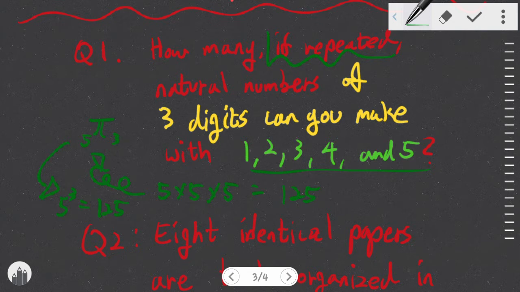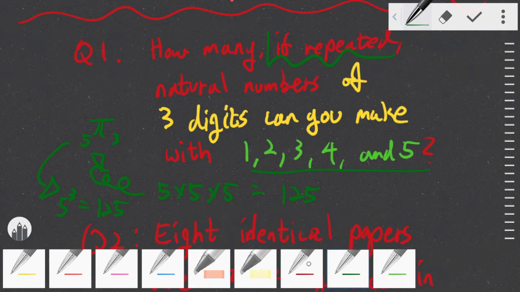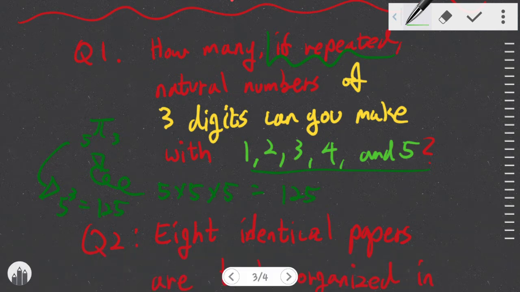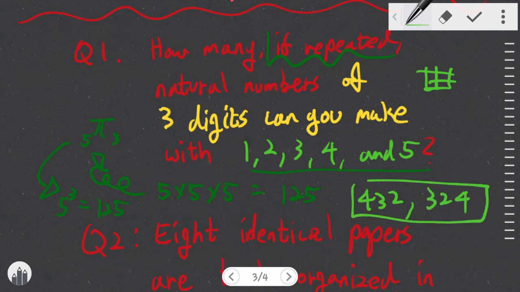So this one is a repeated permutation, and this is because the order of 111 or the order of, let's say, 432 and 324 is different. The order matters here. That's why we use the repeated permutation.